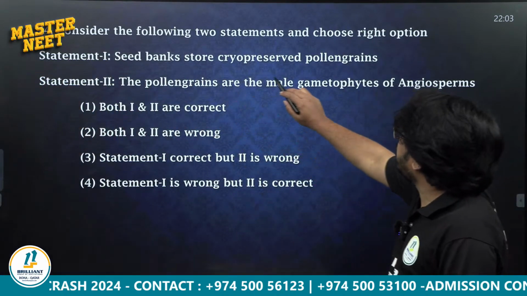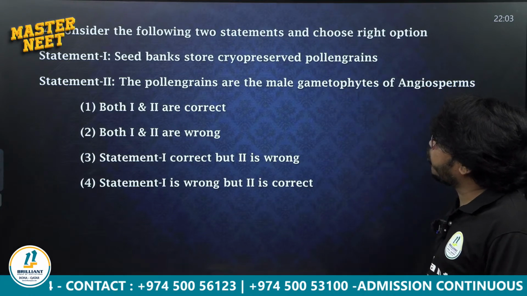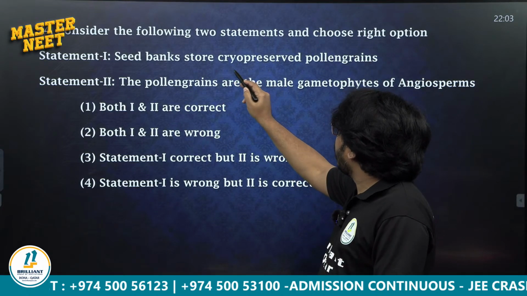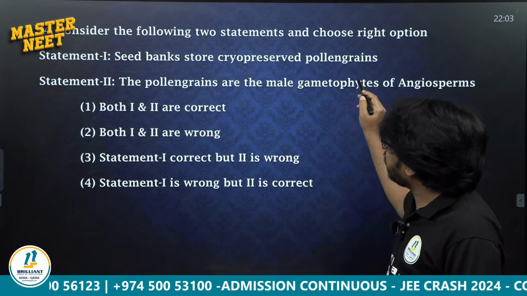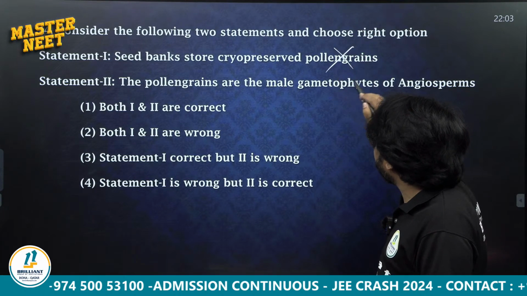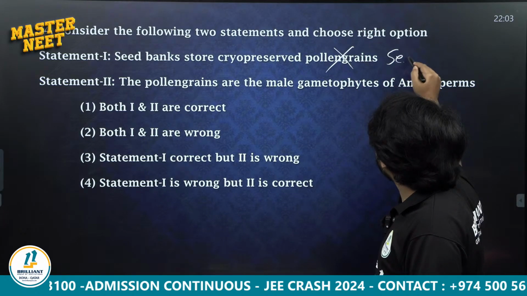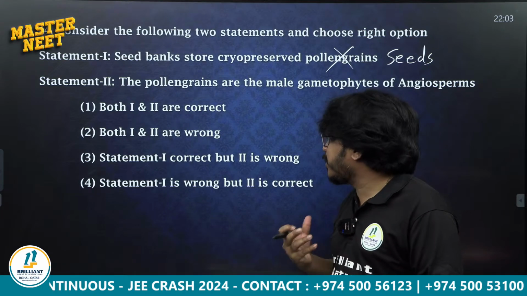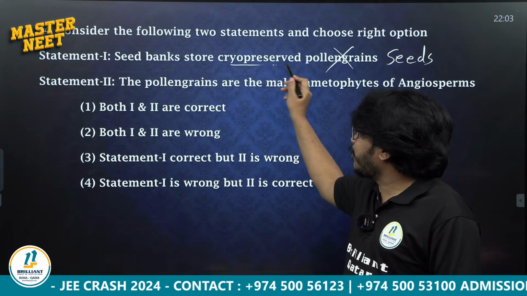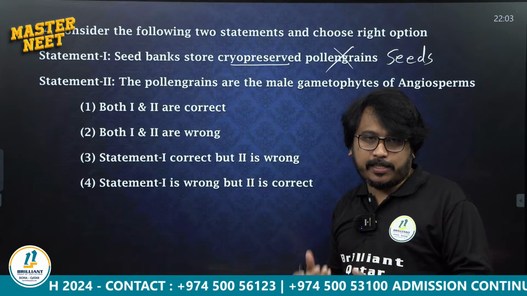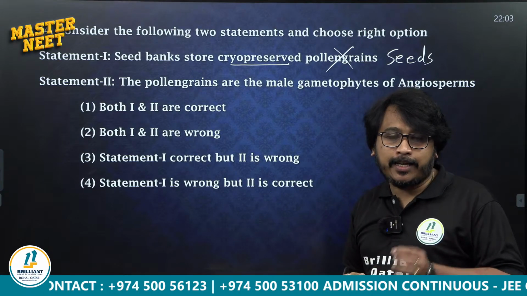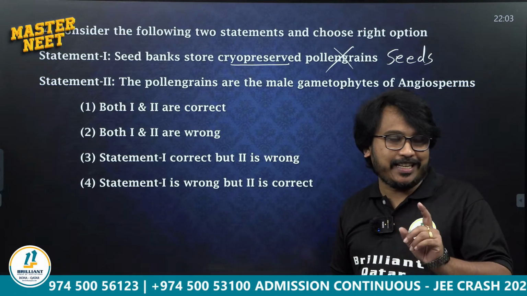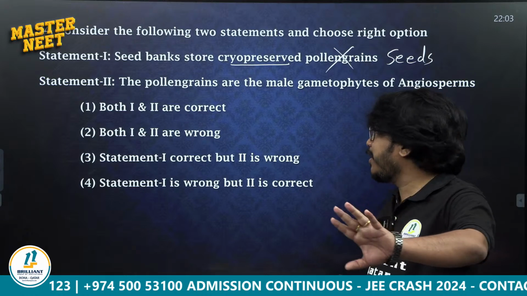Next question. Consider the following statements and choose the right option. Seed banks store cryopreserved pollen grains. That is actually wrong. They actually store only the seeds. Pollen banks will be storing the pollen grains. And remember the temperature also. Cryopreservation is in liquid nitrogen at minus 196 degrees Celsius. So the first option is incorrect.